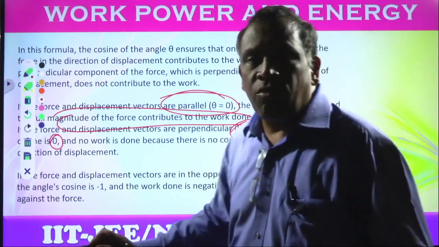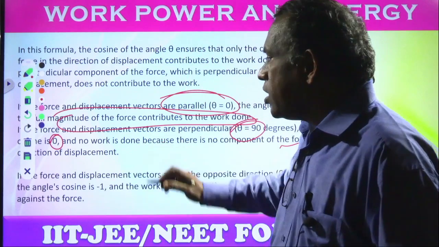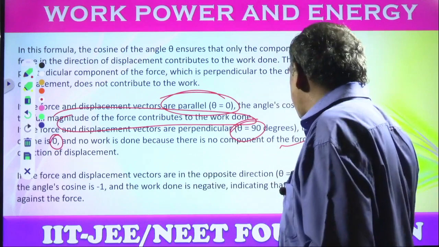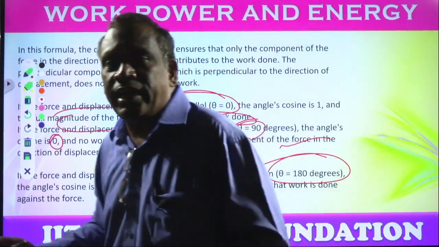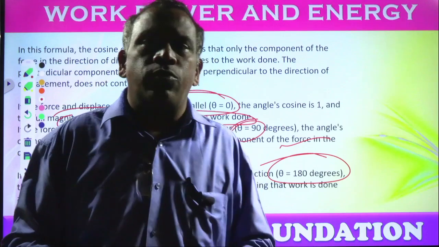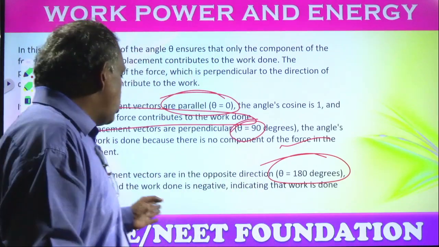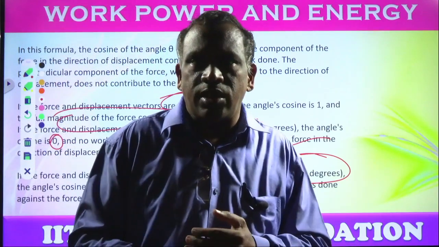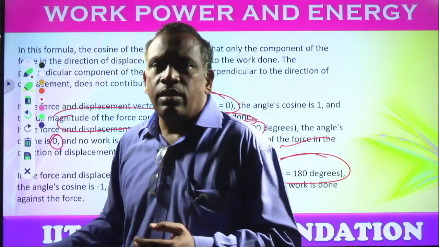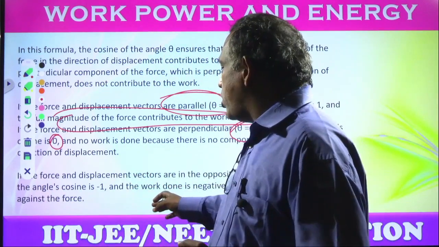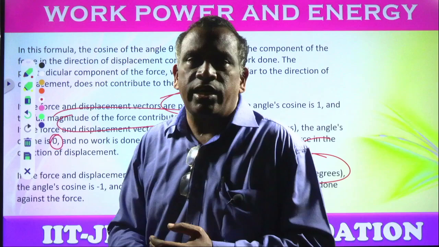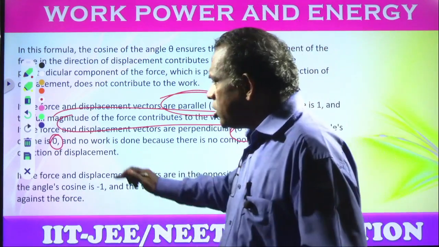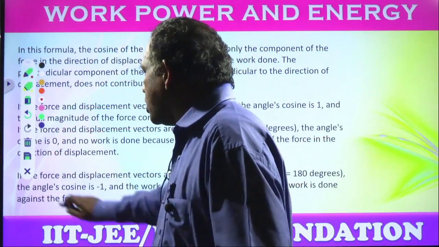There is no component of force which displaces the body. Next, if the angle between the force and displacement is 180 degrees, then the work done will be, see, cos 180 is minus 1. That's why the work done will be negative. Work done is equal to minus Fs, minus Fx, you are going to get. So these are some important points in work.